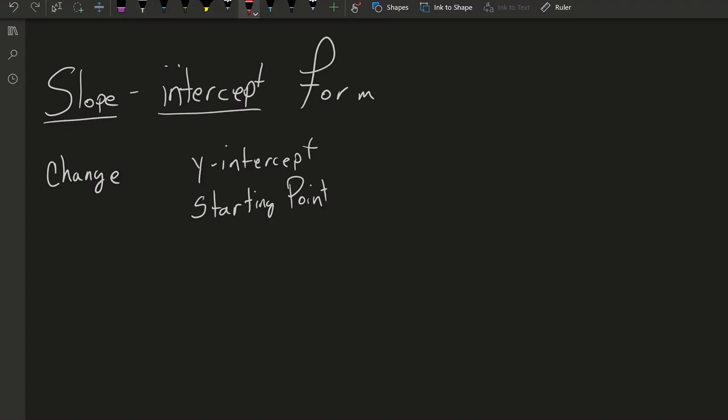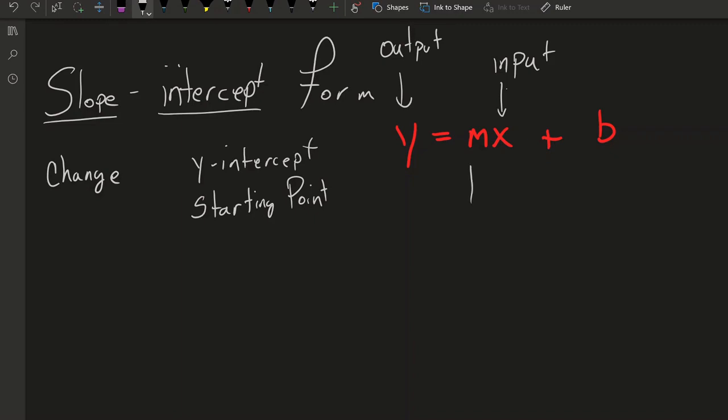So, slope-intercept form is y is equal to mx plus b. I'm going to put some labels on this. X in any function will be our input, where y will be our output. The m in this equation stands for slope, while the b in this equation stands for the y-intercept.